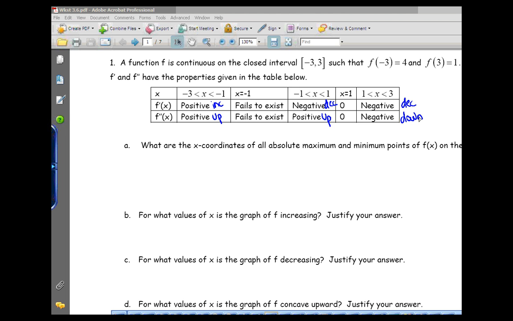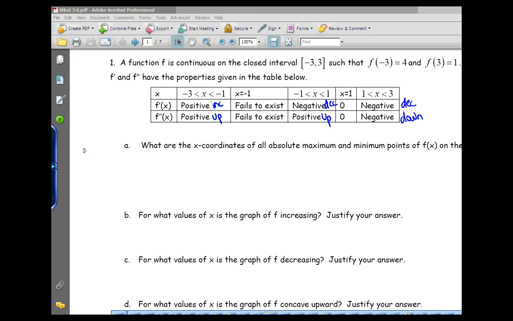However, we're going to start off with: what are the x coordinates of all the absolute maximum and minimum points of f of x on the interval between -3 and 3? Now, absolute extrema can occur at one of two places. Where can absolute extrema occur? Endpoints and critical points or relative extrema. All right, now an absolute minimum will either occur at a relative min or at an endpoint.